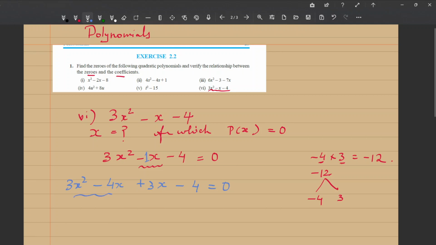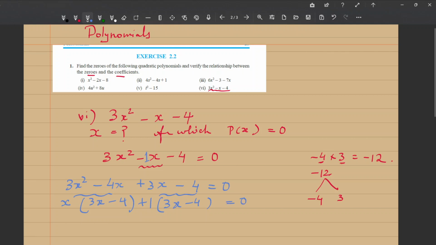If we group them in two different groups, we observe that in the first group, x is common to both. So, if x is factorized out, we have 3x minus 4, because x into 3x is 3x squared, x into minus 4 is minus 4x. And the second group is, if 3x minus 4 is kept within the brackets, plus 1. 1 is common to both of them. There is no other factor common. So, you have all these equal to 0.